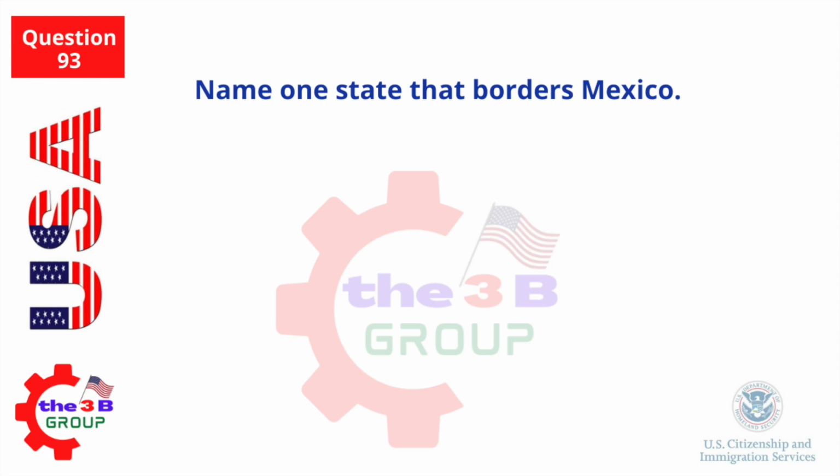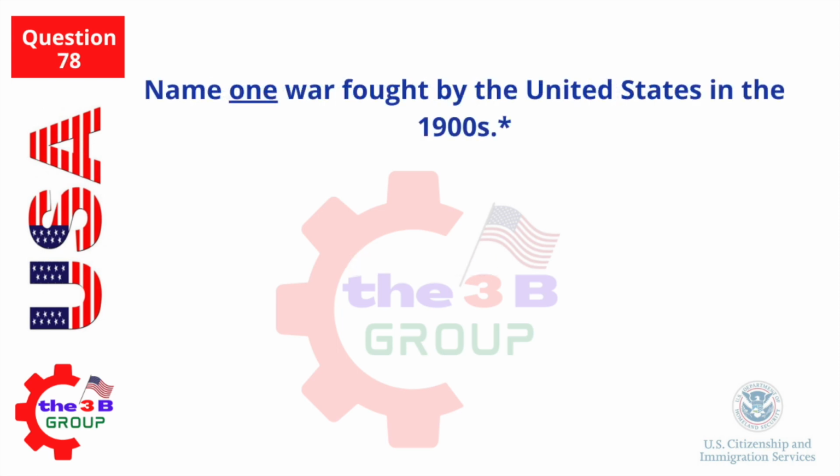Name one state that borders Mexico. California. Name one war fought by the United States in the 1900s. World War I.